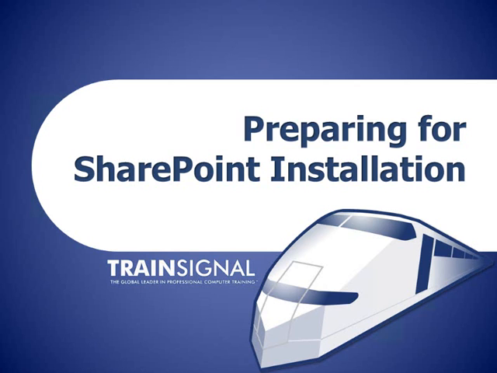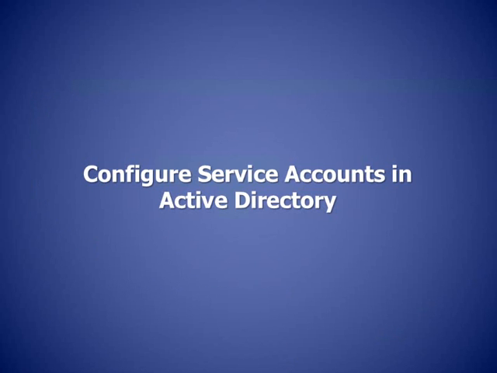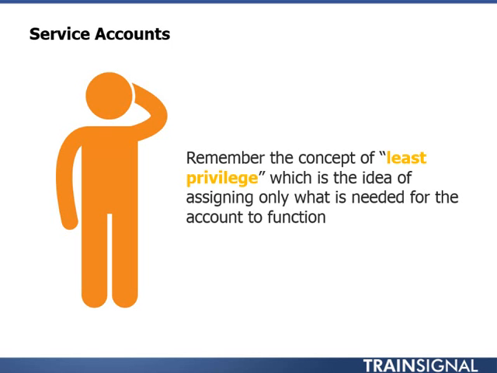And the very first thing that we're going to do is configure some service accounts in Active Directory. Now we're doing this for added security and organization. And we're going to do this using the concept of least privilege. Now, what this means is we are going to assign only what is needed for the account to function. And that means you can control and manage the exact level of permissions that SharePoint can operate under. This is a very, very important thing.